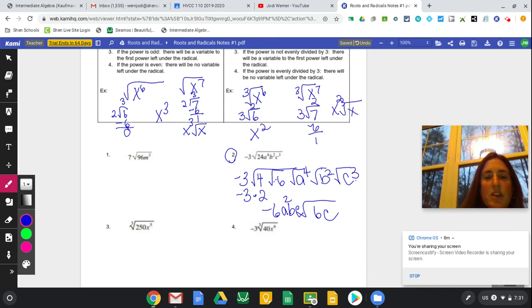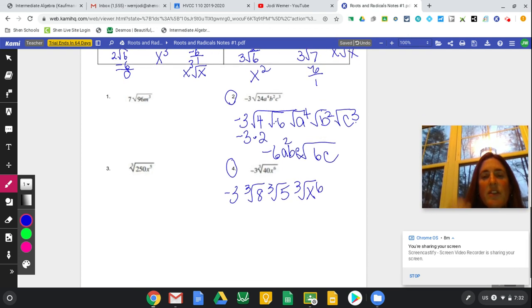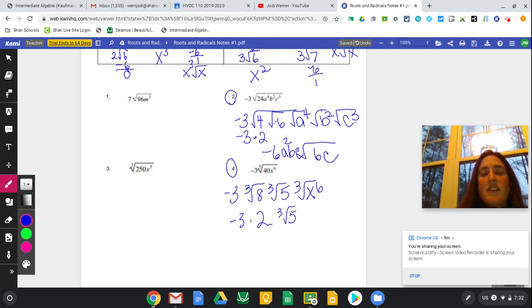Let's try that same idea with a cube root. We'll look at number 4. -3 cube root. Now I have to think of a perfect cube that goes into 40. I know, 8 times 5. And then I'm going to take the cube root of x to the 6. Okay, the cube root of 8 is really a 2. There is no cube root of 5. And when I take the cube root of x to the 6, 3 divides into 6 2 times. There's no remainder. So now this becomes -6x squared cube root of 5.